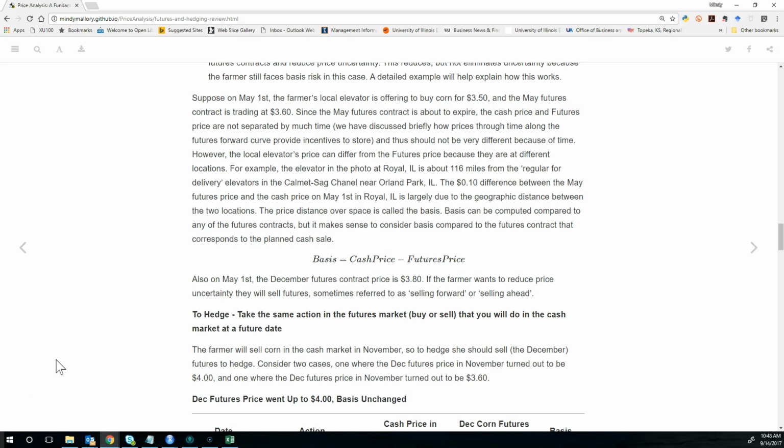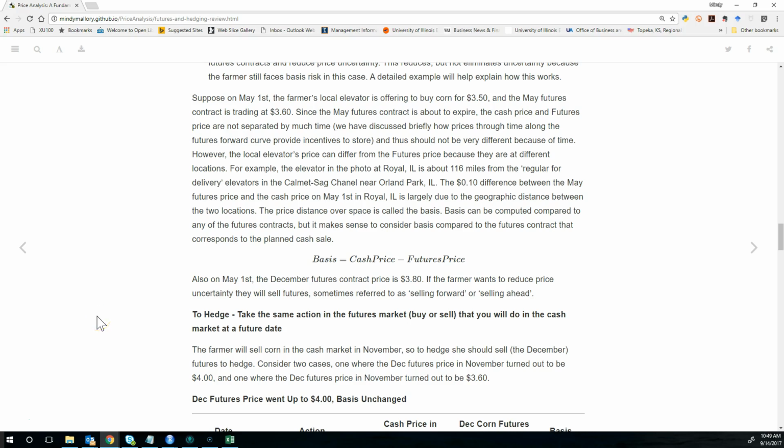So the first thing we need to understand before we actually get into the mechanics of hedging with futures is the concept of basis. And basis is defined simply as the cash price minus the futures price. So your local price in your local market minus the futures price. And those are usually not the same thing because you probably don't live next to an elevator that's regular for delivery whose price would be exactly equal to the futures price at expiration. So the basis usually reflects roughly transportation costs to get from the local market to an elevator that's regular for delivery on the Chicago Mercantile Exchange.